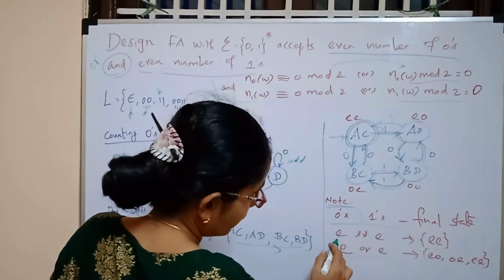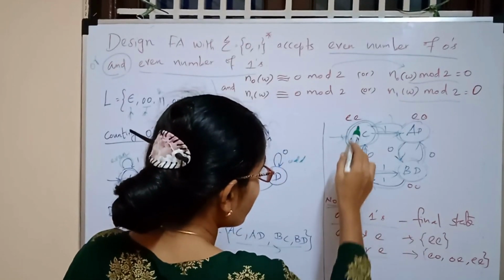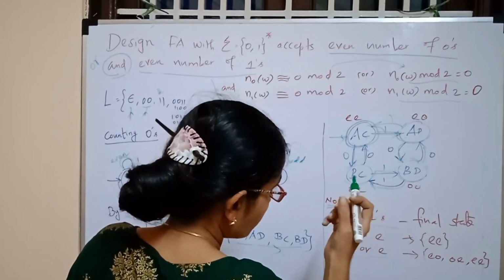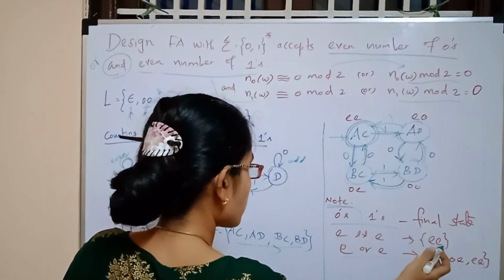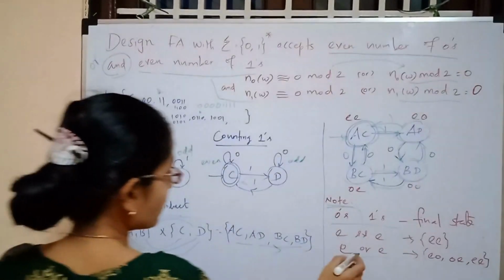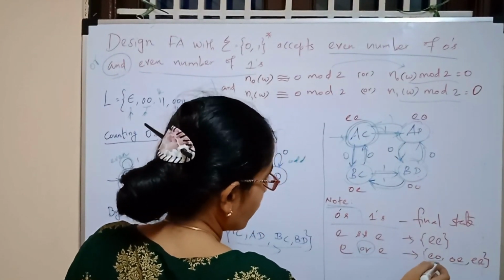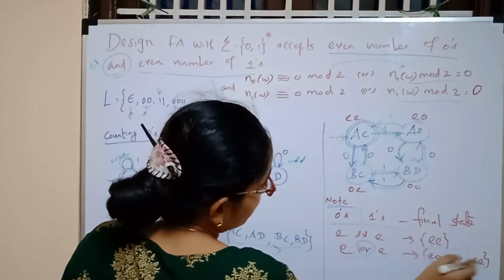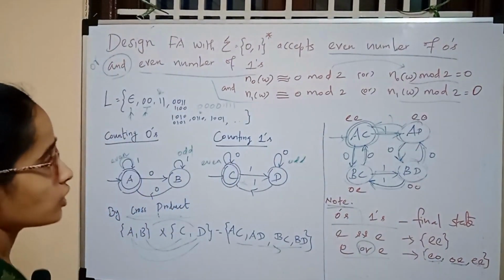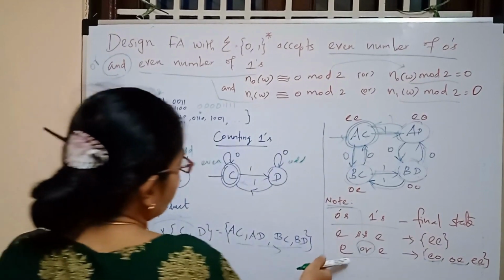So when it is an even number of zeros and an even number of ones, the final state will be the even-even one. Whichever state accepts an even number of zeros and an even number of ones will become the final state. When I say or, I can have either-or, right? Even-odd, odd-even, or both even. So these three will become non-final states, okay.